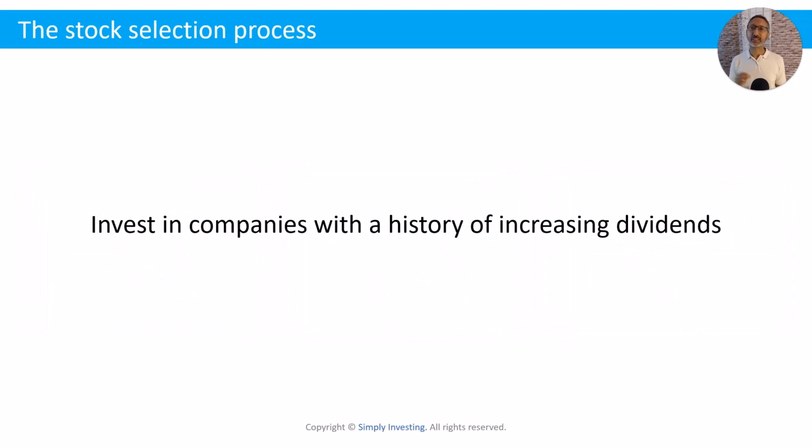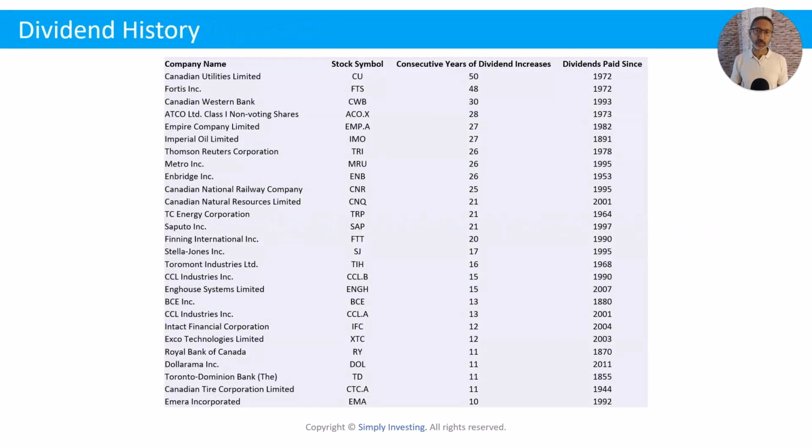So the lesson here is invest in companies with a history of increasing dividends. Every time they increase the dividend, that's more money in your pocket. You don't have to go out and buy more shares. You just hold on to the ones you have, and you are just going to receive more money every year in the future as the company increases its dividend. Now, here are some examples up on the screen. These are Canadian companies.